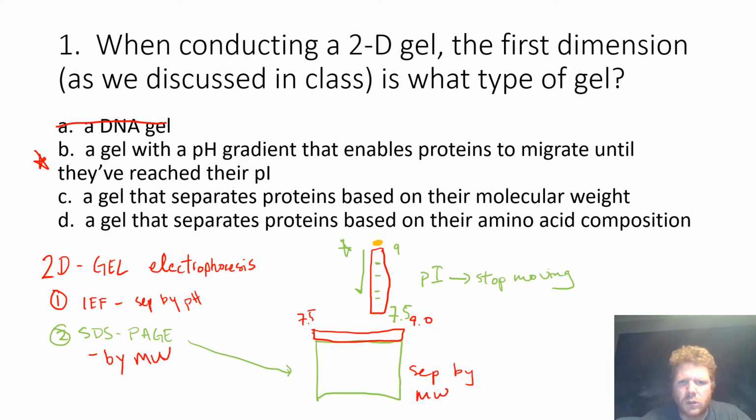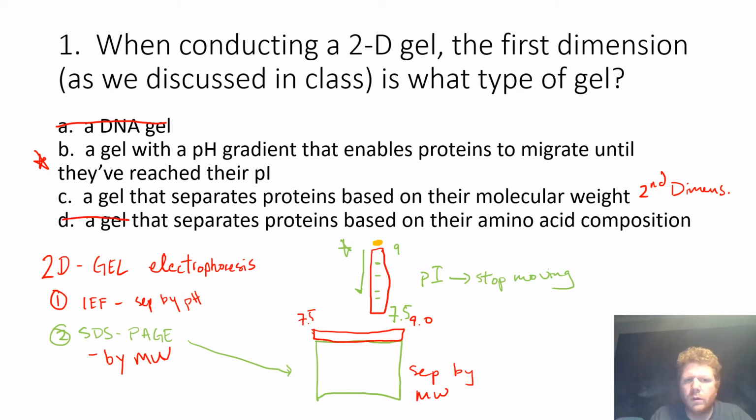Answer option C, a gel that separates based on molecular weight. That would be your second dimension, your SDS page. So I'm just going to write second dimension. Answer option D, a gel that separates proteins based on their amino acid composition. We don't really know anything about our amino acid composition, and if you wanted to argue that that is the acceptable answer, well, it's entirely too general to answer this question. So that one's off the page.